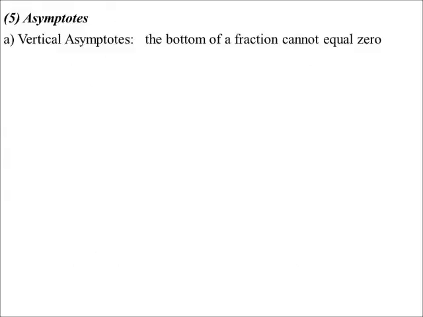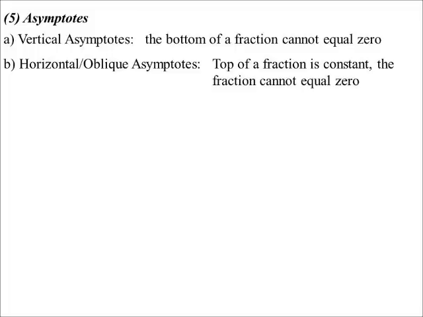Asymptotes. Vertical asymptotes, remember, occur where the bottom of the fraction can't equal 0. Horizontal and oblique asymptotes: when you do your polynomial ones, or it doesn't have to be a polynomial of course, if the top of the fraction is a constant, then the fraction can't equal 0, and so you're going to get a horizontal or an oblique asymptote, because if you've got something plus that fraction, I can never get just the something. If you've got the fraction by itself, then it must be the x-axis, because I can never get 0 plus the fraction.